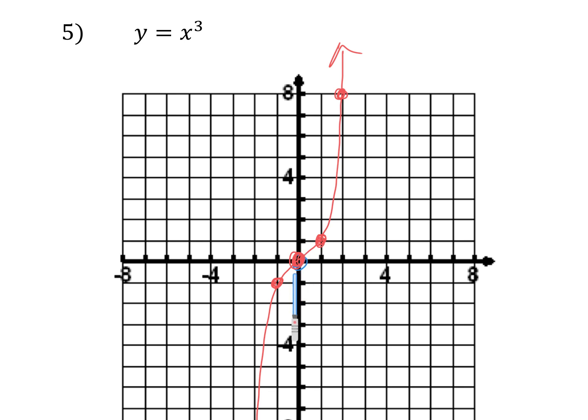So this one we know 0 cubed is 0, 1 cubed is 1, 2 cubed is 8. So let's go plot -1 cubed is -1 and -2 cubed is -8. Got a nice x cubed function.